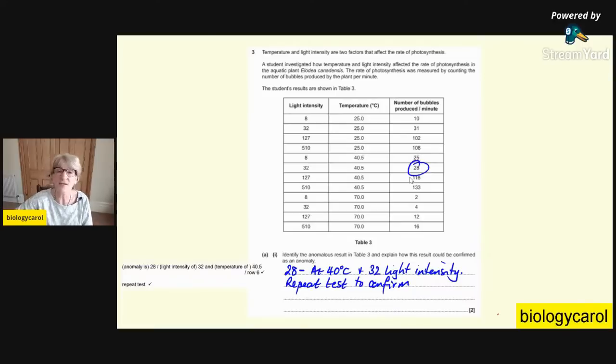So here is the mark scheme. Here are the examiner's notes, and here are my marks. Actually, 2 really quite easy marks that was.